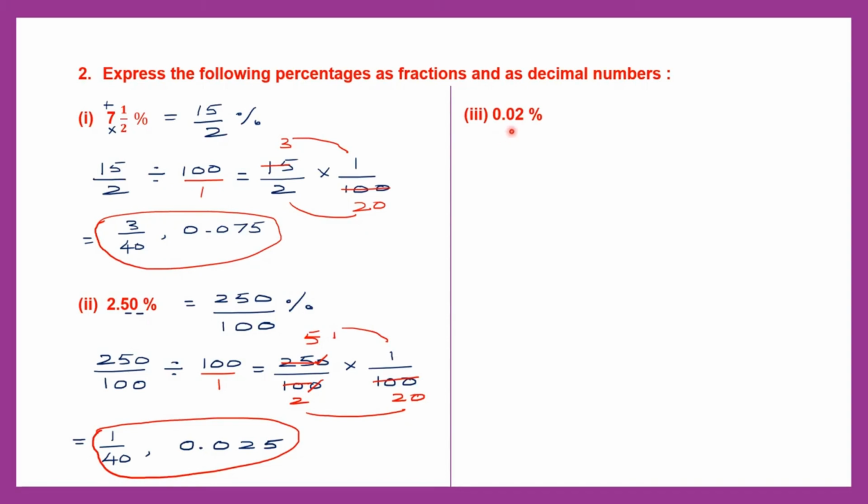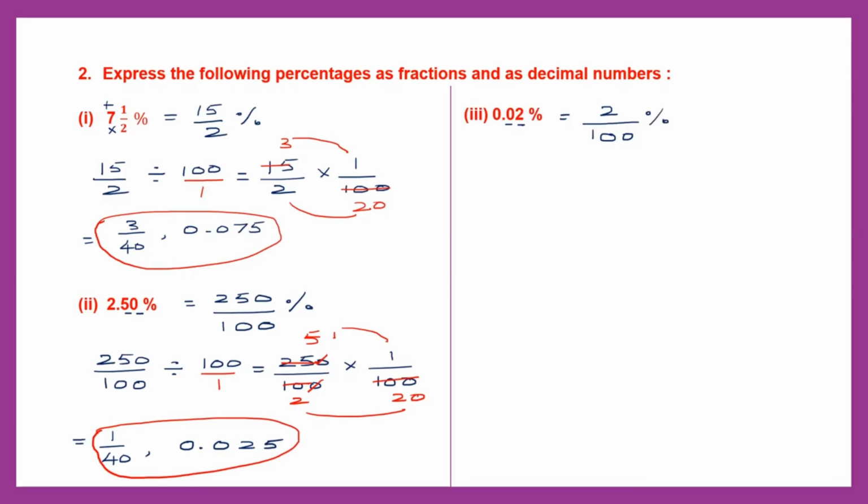Question 3. Here we have 0.02%. First step, we're going to change this to a fraction. So when we ignore the point there, we read the number as 2. 2 by 1 followed by how many zeros? See the number of decimal places? 1, 2. So 2 zeros. So this becomes 2 by 100%. Remember, the percent is still there.